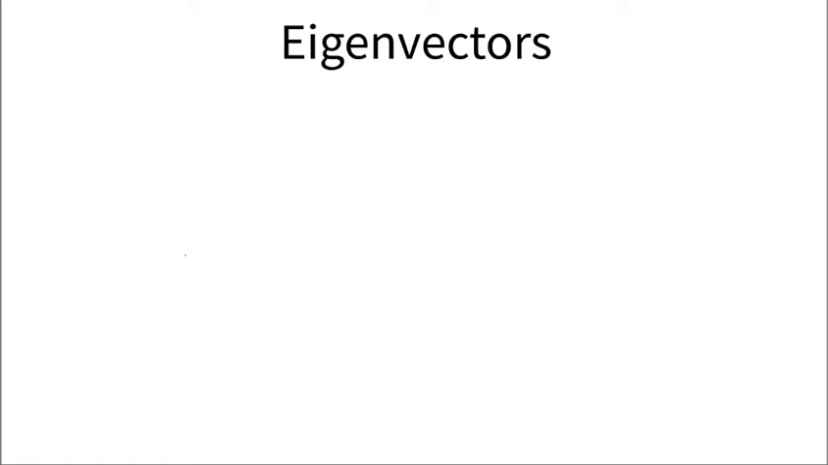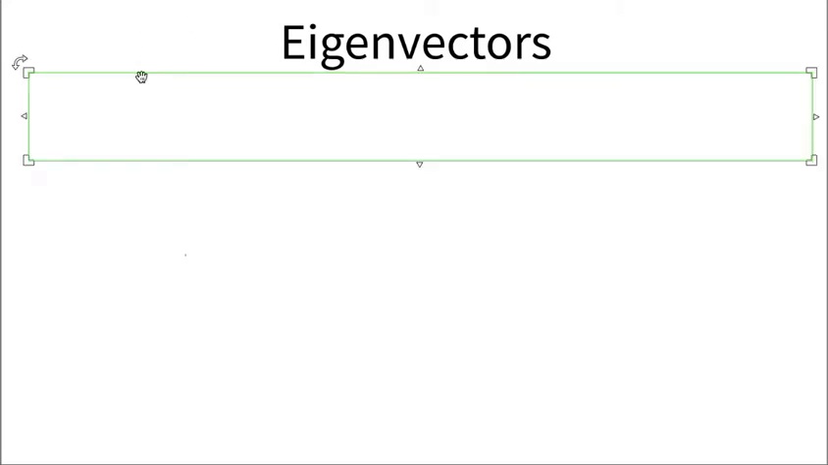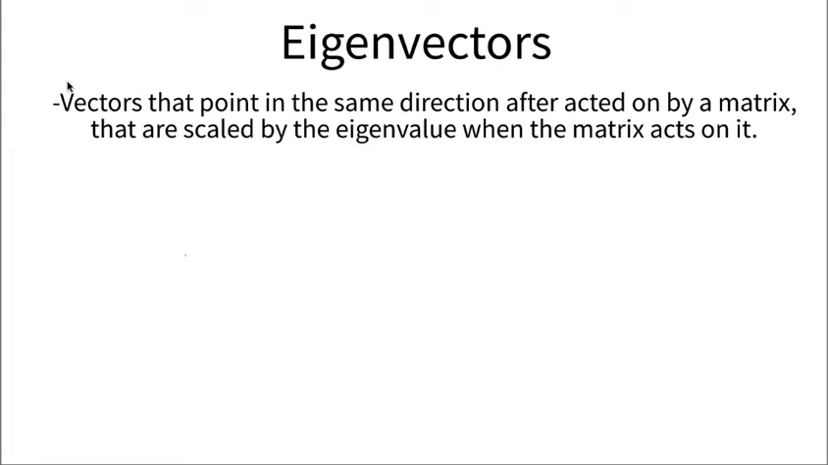Eigenvectors. I just made a video about eigenvalues, and since they're really connected, I'm going to do a video about eigenvectors now. Let's start with the definition. I already covered this in the eigenvalue video, but I'll repeat it. Eigenvectors are vectors that point in the same direction after being acted on by a matrix, and they're scaled by the eigenvalue. For example, if they stay in the same direction, that makes them an eigenvector. And let's say they double in length when the matrix acts on them, the eigenvalue would be 2 for that eigenvector. That's just an example.